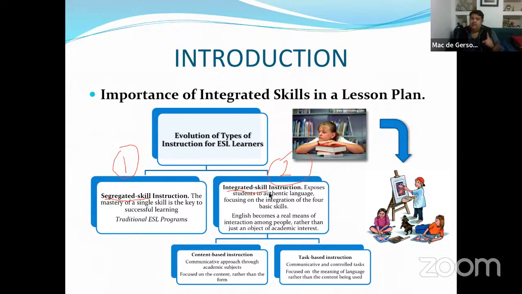If we don't care for the 4 elements or the 4 skills, and we only concentrate on 1 or 2, the other skills will be lost. And that's why many people say, well, I listen and understand, but I don't speak. I read it perfectly, but I don't write. Yeah, that's because he or she needs to practice the other skills more.